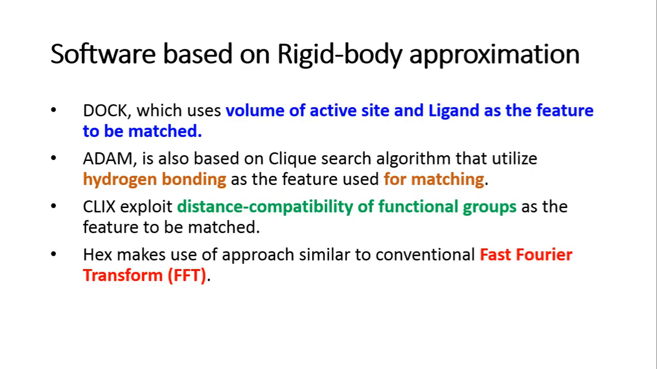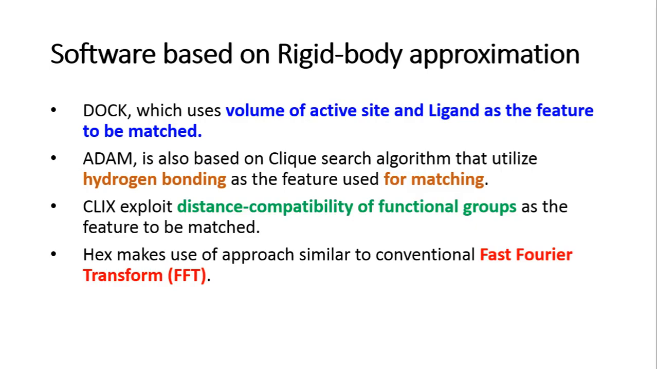While if, say, for example, there is a negative charge in your protein, if the protein's active site contains an aspartate group, which has a negative charge on it, and your ligand has a nitro group, which carries a negative charge, then this aspartate group cannot really come very close to this nitro group. So this distance compatibility is usually checked.